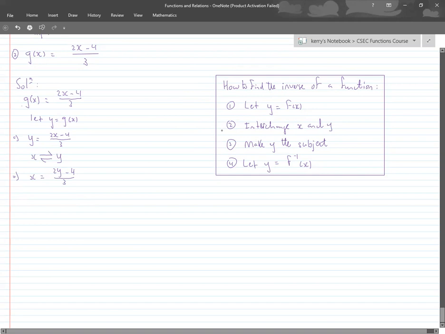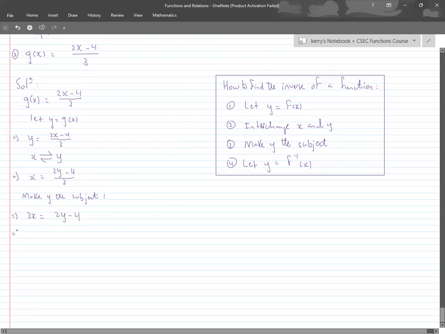The next step now is make y the subject of the formula. So this is 2y minus 4 divided by 3. Make y the subject. So how do we do this? First step is you multiply both sides by 3. So 3x is equal to, when you multiply this side by 3, this and this cancel, so you will end up with 2y minus 4.